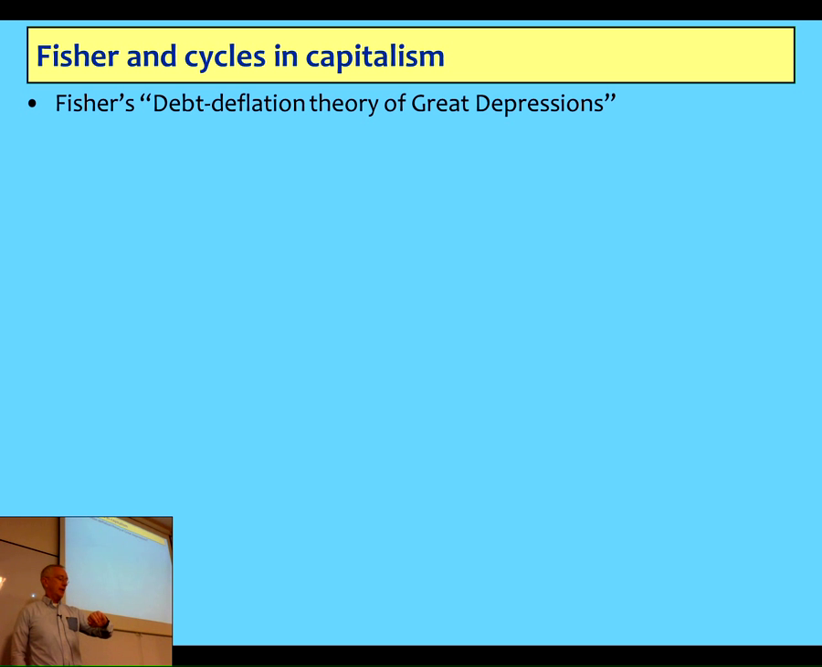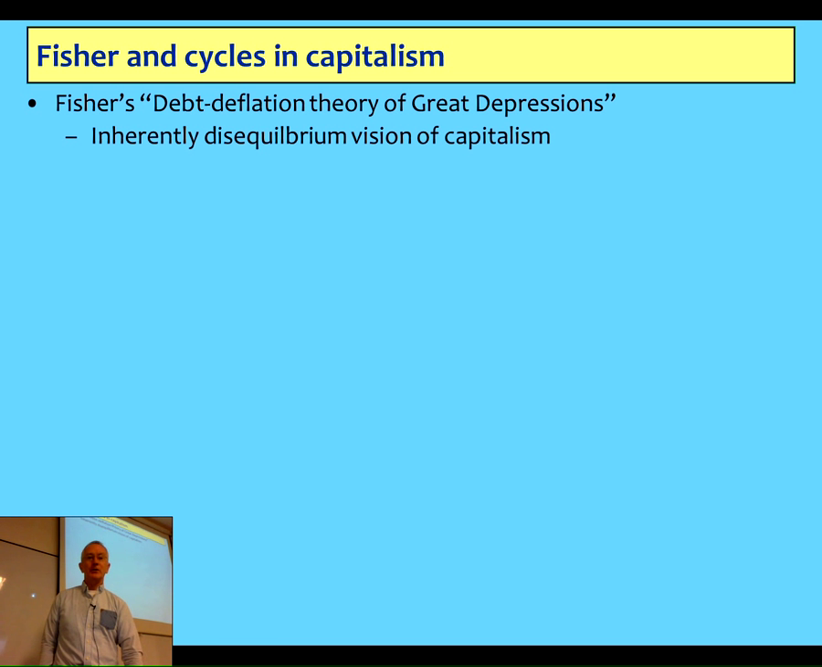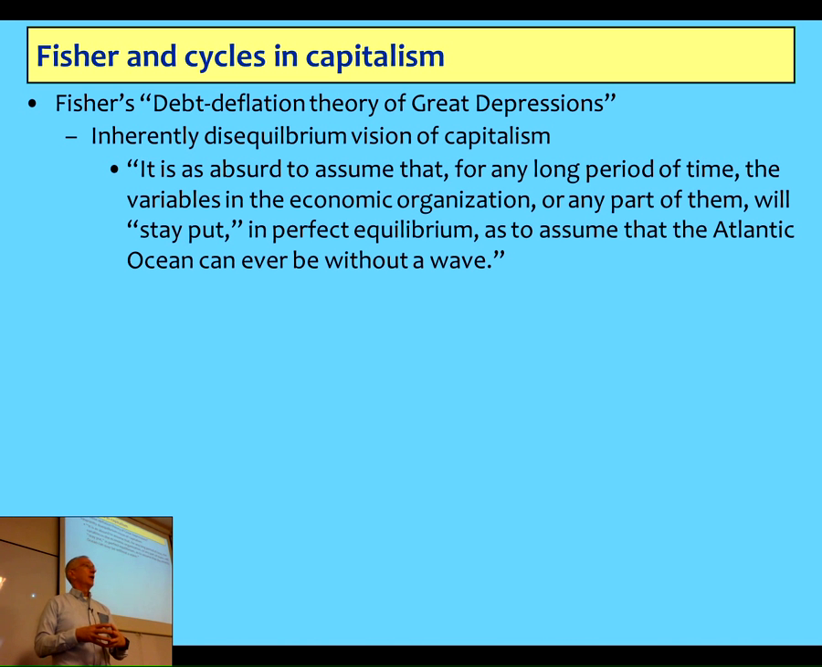Fisher wrote, after he made the mistake of believing that we have reached a permanently high plateau in terms of share prices, he developed what he called the debt deflation theory of Great Depressions. And as I've shown you, it's inherently starting from disequilibrium. And I have to say that looking at Fisher as the archetypal conventional economist of his day, and also, in effect, the Paul Krugman of his day, because he wrote for a newspaper, I think he made more progress than conventional economists have done today by focusing on disequilibrium, as I've shown you from that quote.